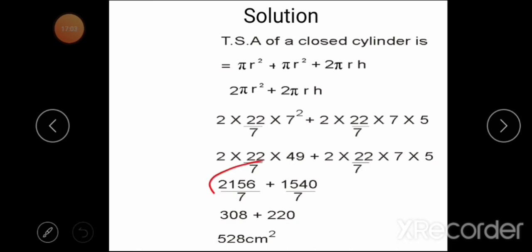So what we have at the end of the day is 2156 over 7 plus 1540 over 7. We divide both by 7. 2156 divided by 7 is 308, and 1540 divided by 7 is 220. When we add both, 308 plus 220 gives us 528. Since we are looking for area, we put our unit of measurement, centimeter square.